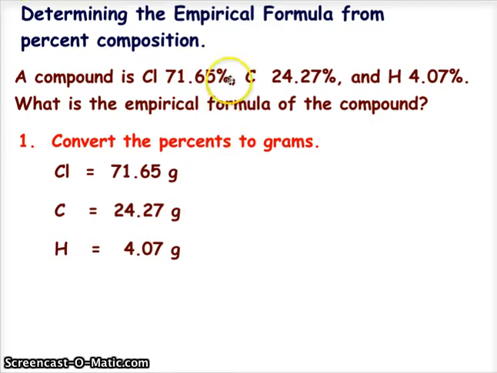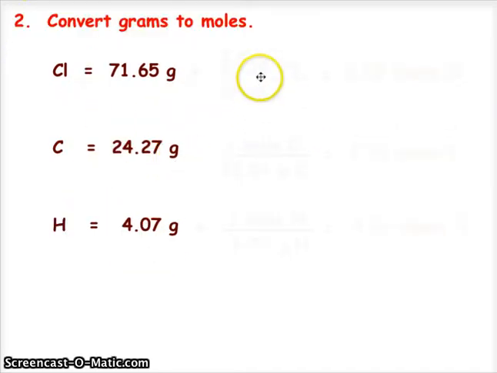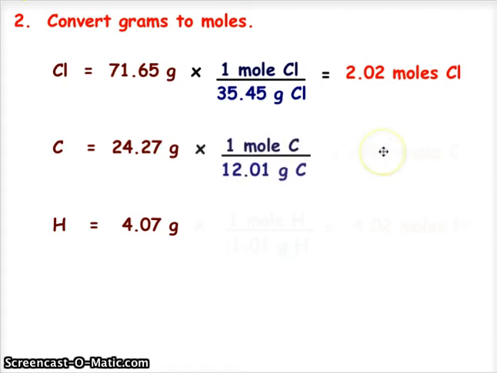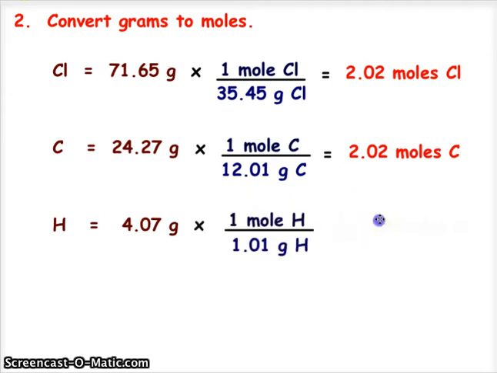So we're simply going to drop the percentage and change that to grams, and we're going to work from this gram value. Now the next thing we're going to do is convert the grams to moles by multiplying by the conversion factor of 1 mole over the AMU, and that will give us a mole value of 2.02 moles of chlorine, 2.02 moles of carbon, and 4.02 moles of hydrogen.